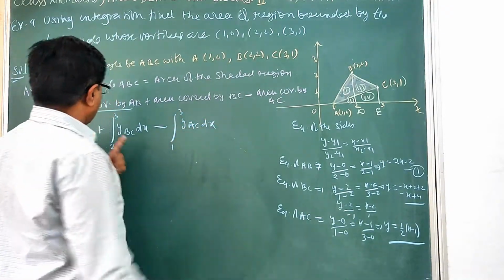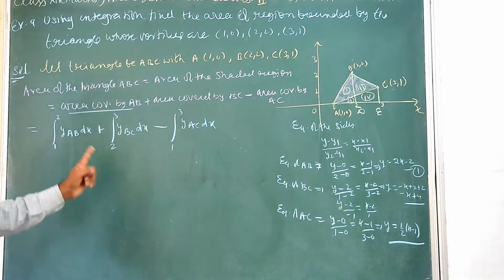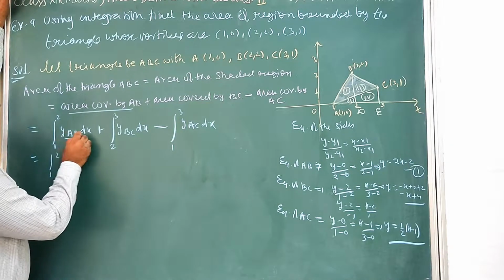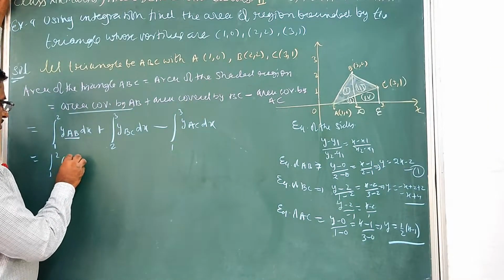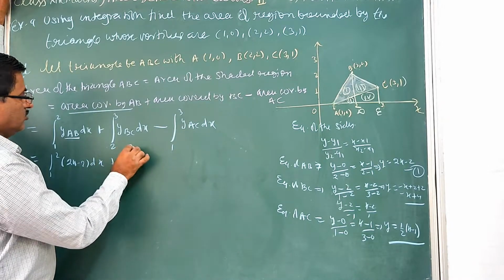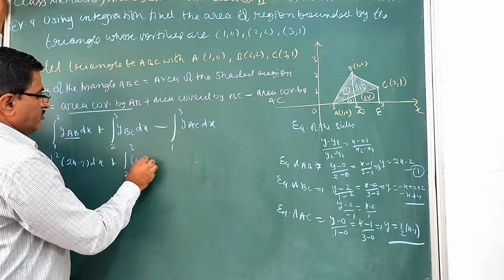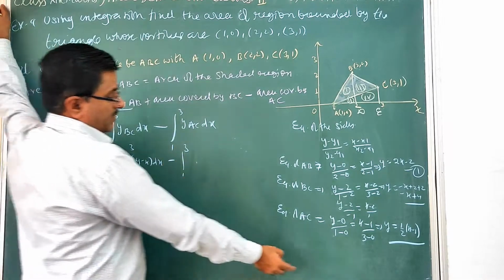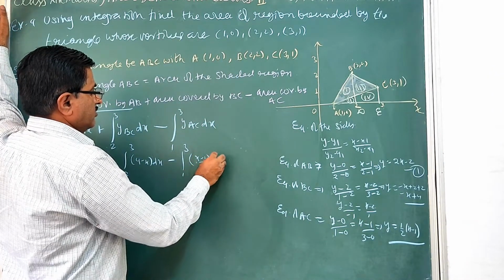Now we put the equation of all three straight lines or sides of the triangle. So this is 1 to 2 of equation of AB, that is 2x minus 2, into dx. Then 2 to 3 of equation BC, that is 4 minus x, dx. Minus 1 to 3 of AC, that is 1 by 2 into x minus 1 by 2, dx.